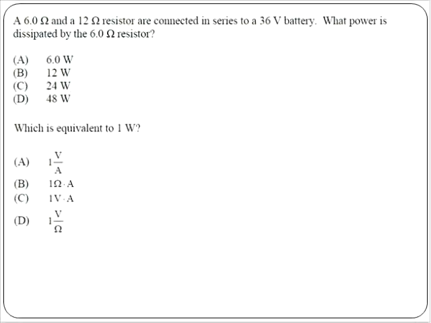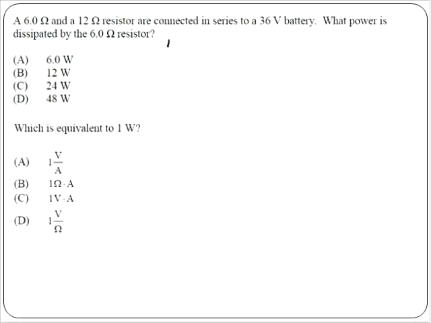A 6 ohm and a 12 ohm resistor are connected in series to this battery. What power is dissipated by the 6 ohm resistor? Well, in order to calculate power, we need to know 2 of V, I, or R. So far, all we know is R, the 6 ohm resistor, so we need to know either a current or a voltage to go with it. Because this is a series circuit, the two voltages are not going to be the same, but the 2 currents are going to be the same.